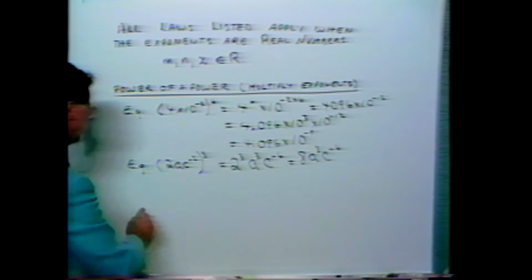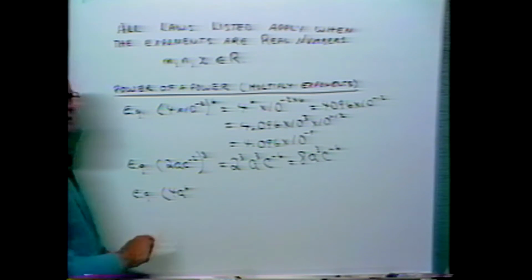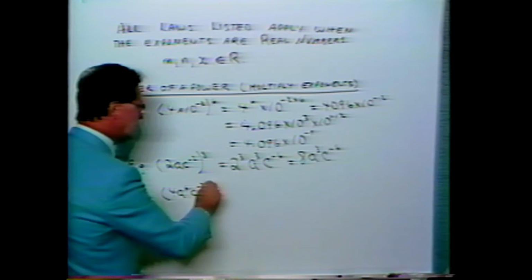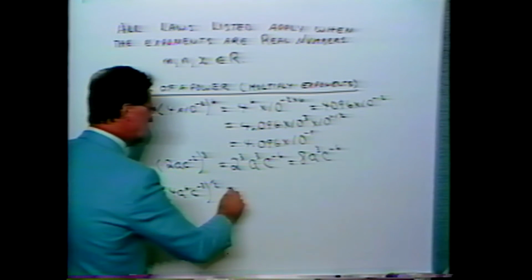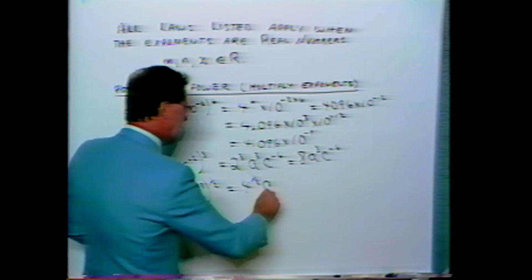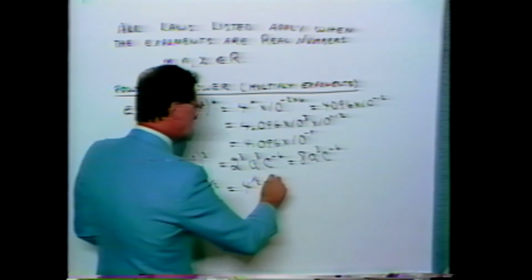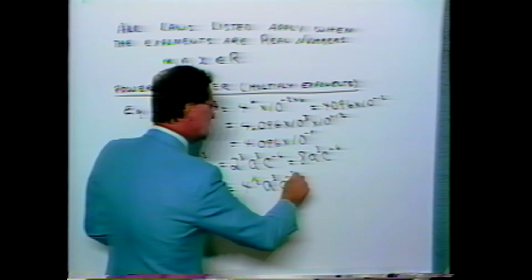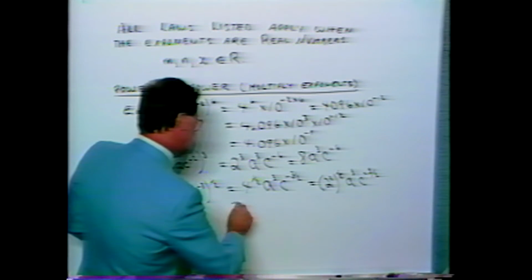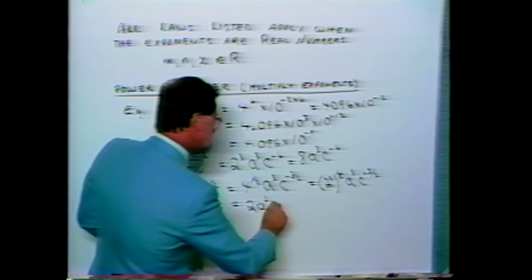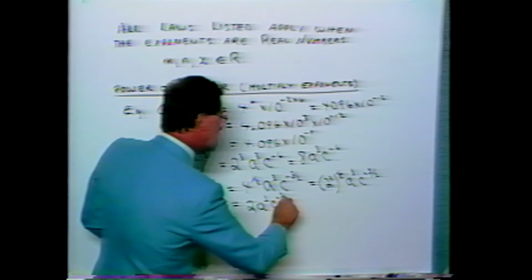Another example, 4a to the sixth, c to the minus 3, to the 1/2. This is equal to 4 to the 1/2, followed by a to the third, and finally c to the minus 3/2. I'll write it here, 2a to the third, c to the minus 3/2.